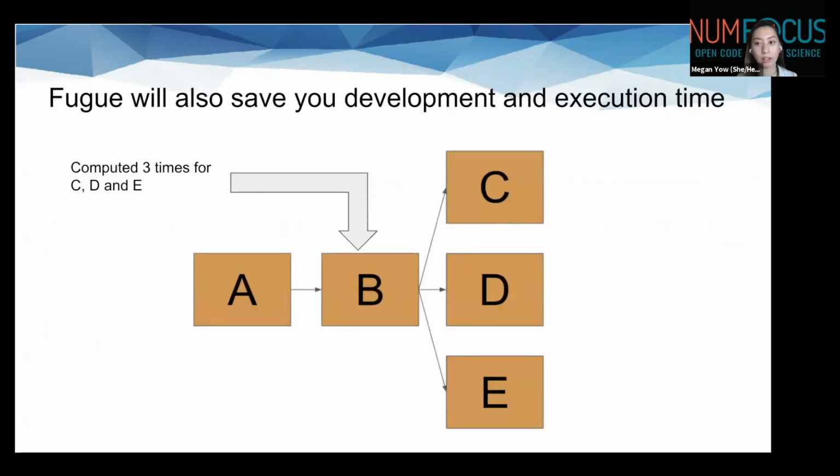And also another benefit is that you're able to save on some development and even execution time. And what I mean is that, let's say you have functions C, D, and E that use the same helper function B. So when you're computing C, D, and E, Fugue has a special feature called auto persist that allows you to save on some time of computing B 3 times.